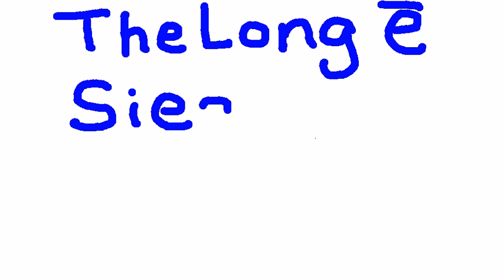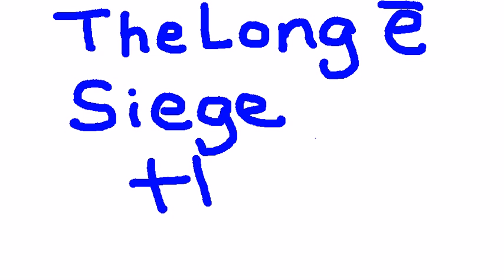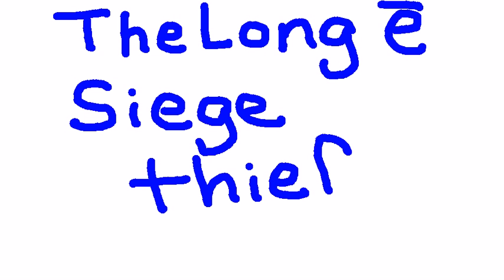Another way to make the long E sound in a word is by using the I-E pattern. Some examples of words using the I-E pattern are siege, thief, and peace.